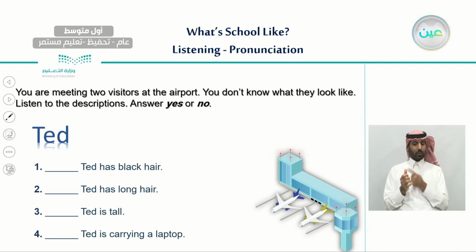The second one, Ted has long hair. Number 3, Ted is tall. And number 4, Ted is carrying a laptop. So now we have read 4 descriptions. Now it is time to listen to Ted, and then we're going to decide if the answers are yes or no.